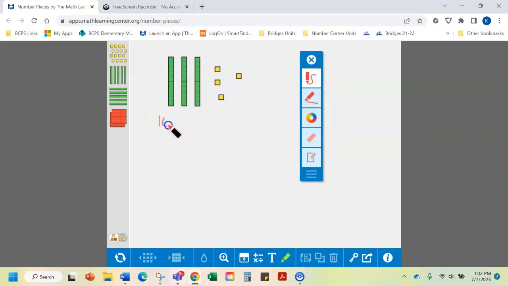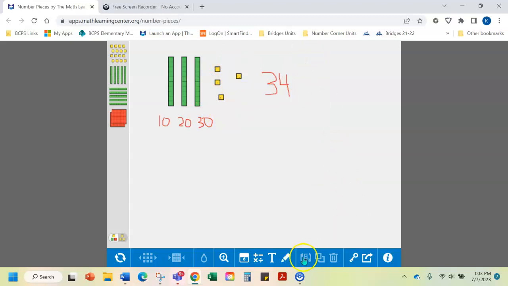I have 10, 20, 30, 31, 32, 33, 34. So altogether, my model represents 34. We want our students to be working to count these numbers efficiently, counting by tens and then counting on the ones. I can close my writing tool, and then come back out and drag some more base 10 pieces.